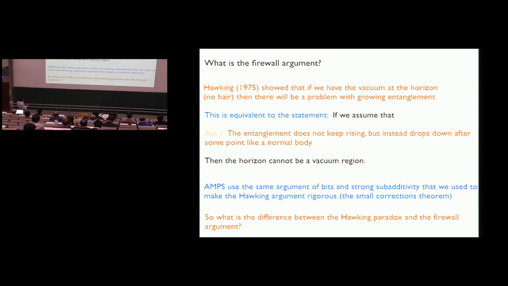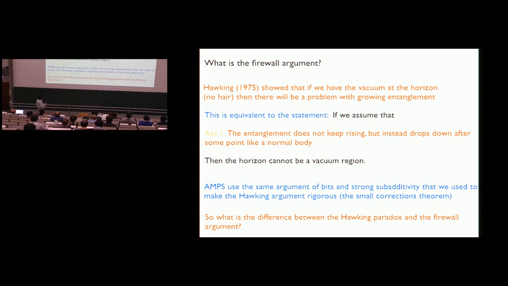So first, let's go back to what Hawking told us in 1975. He told us if you have the vacuum at the horizon, which really comes from the no-hair theorem, then you'll have a problem with the growing entanglement, right? And then you cannot have unitarity. Okay. This is exactly equivalent to saying that if you assume, I'll call it assumption one, the entanglement does not keep rising but actually comes down, then at some point the horizon actually cannot be like a vacuum region. These are the same statement, because if A implies B, then not B implies not A. So you can equally well say that what Hawking told us is that if you don't want the problem with increasing entanglement, but you want it to come down, then the horizon actually cannot be the vacuum.